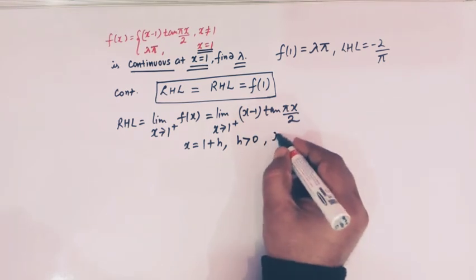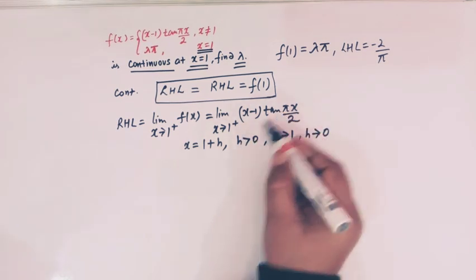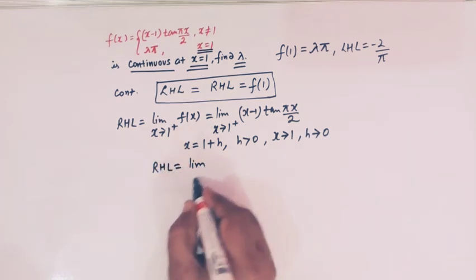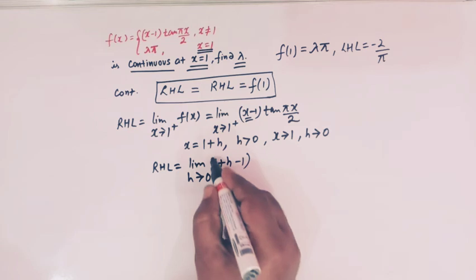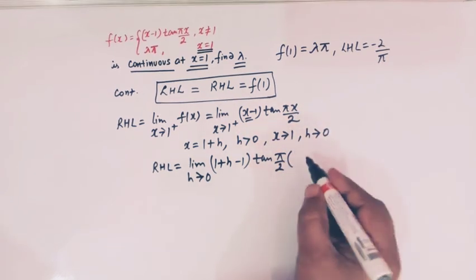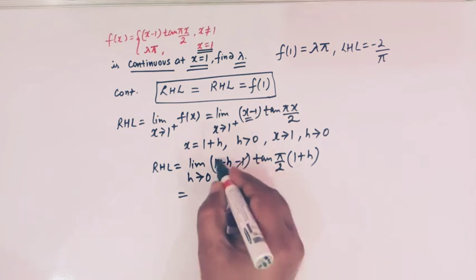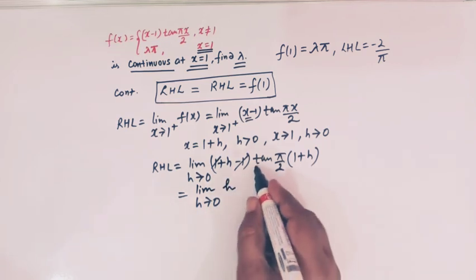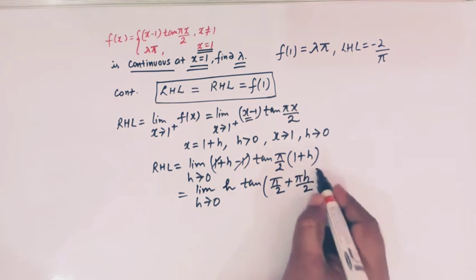So when x tends to 1, then obviously h tends to 0, right? So let us make the substitution here. So we have right hand limit is equal to limit h tends to 0. For x we can write 1 plus h minus 1, and we have tan pi by 2 times x, where for x we write 1 plus h, right? So now we can simplify it. This one and this one get cancelled, so we have limit h tends to 0, here we have h, and we have tan(pi by 2 plus pi h over 2), right?